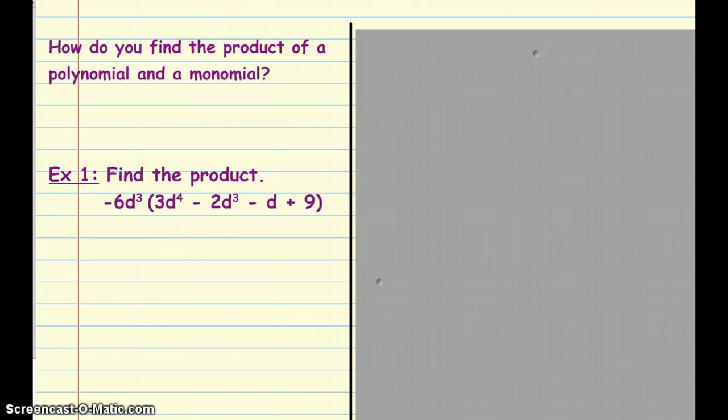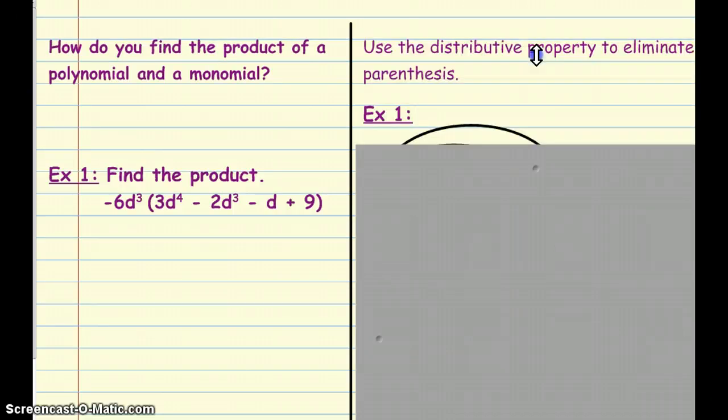So we have our first question. How do you find the product of a polynomial and a monomial? It's as simple as using the distributive property, because we need to eliminate those parentheses. So here's our first example. We need to find this product.